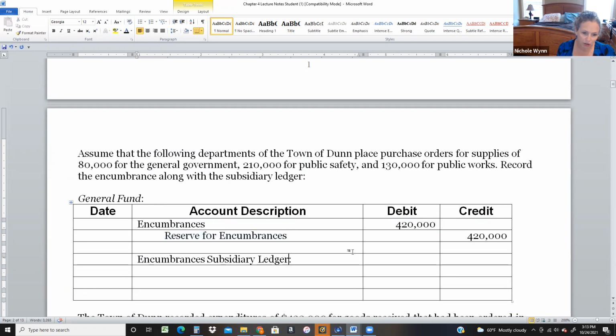And then our subsidiary, remember, will give the detail on those encumbrances. So those encumbrances, 80 is for the general government, 210 for public safety, and 130 for public works. So that will be 3 debits that total the 420. And so these will be debits: general government, public safety, and public works, just showing you the detail of what this 420 is made up of.